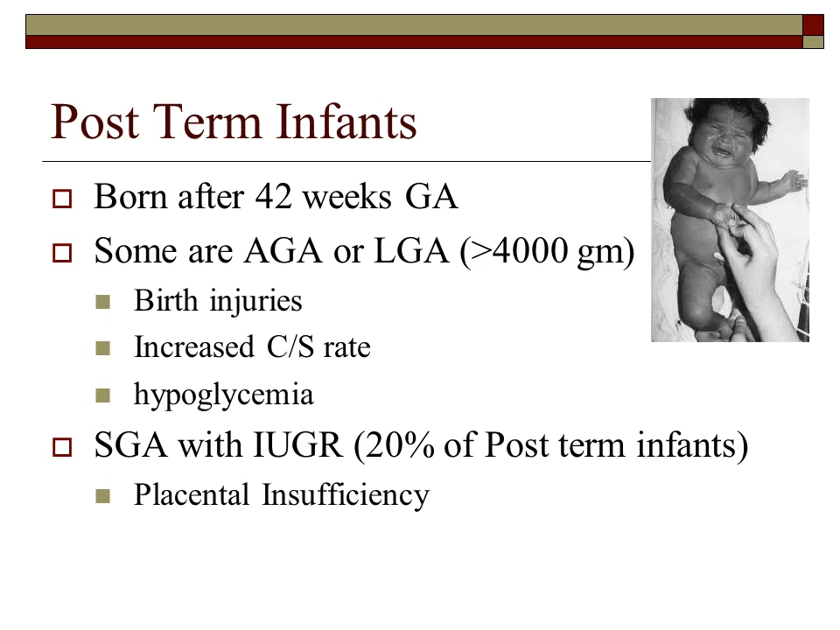Okay, let's take a look at another type of high-risk infant, and this is the post-term infant. These are babies who are born after 42 weeks gestation. They can be average for gestational age or more likely LGA, which is over 4,000 grams. And what we really worry about with these large babies is birth injuries. There's also, because the babies are big, more CPD and an increased C-section rate.